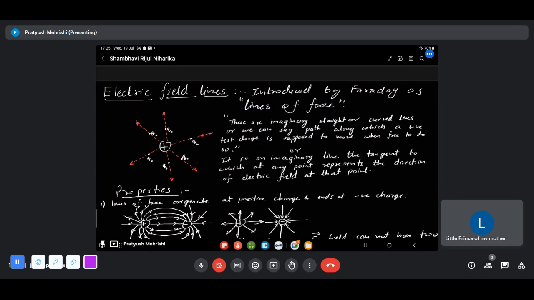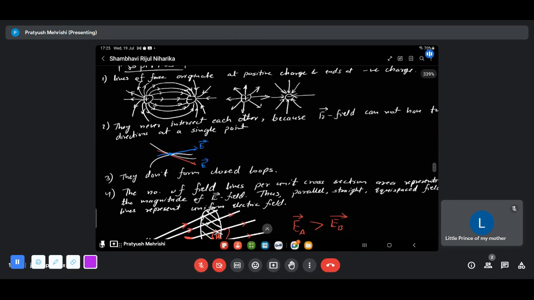Now what are the properties? Lines of force originate at positive charge and they end at negative charge. This is the first property. Second property, they never intersect each other. Why? Because electric field must not have two directions at any single point.